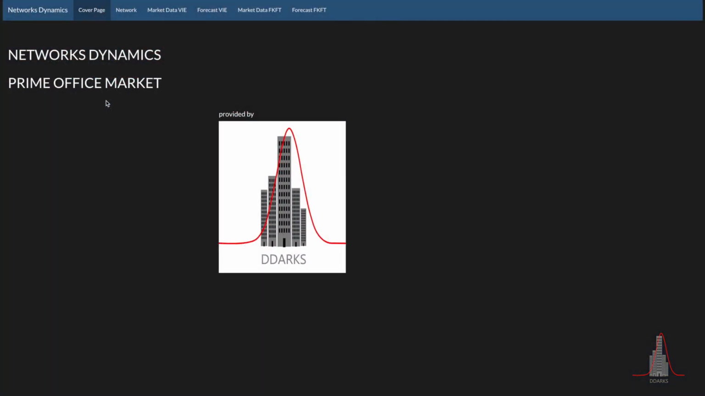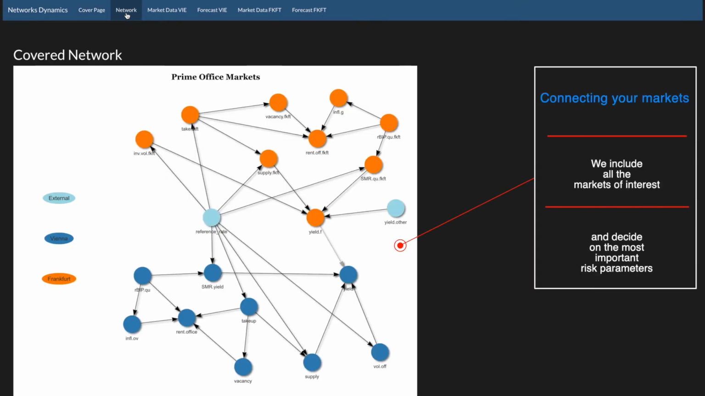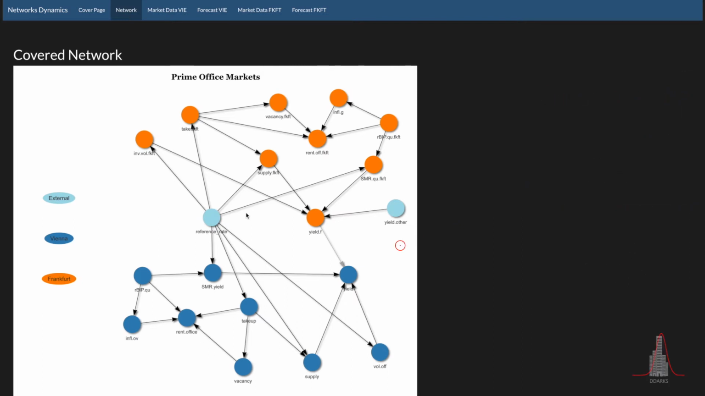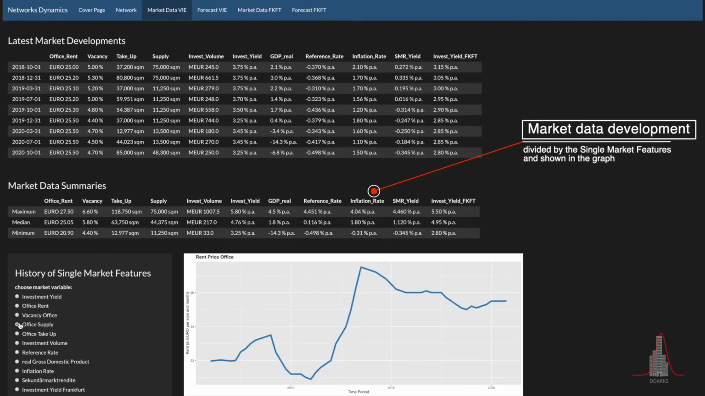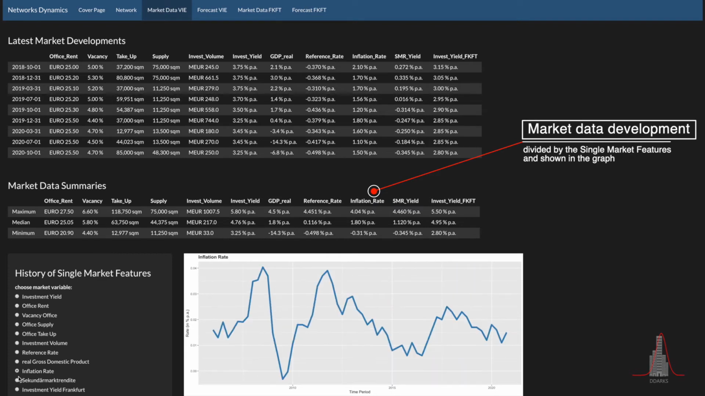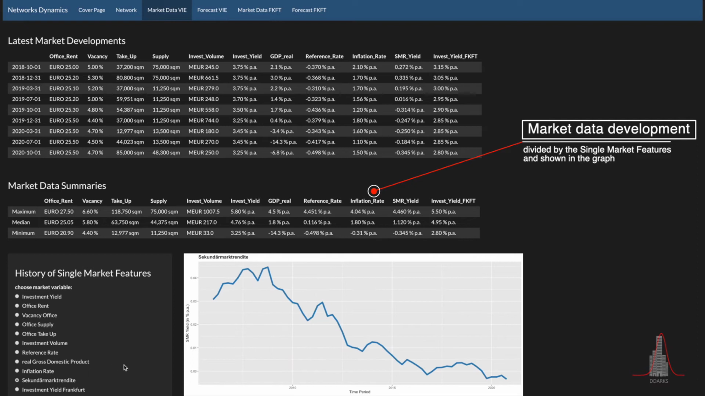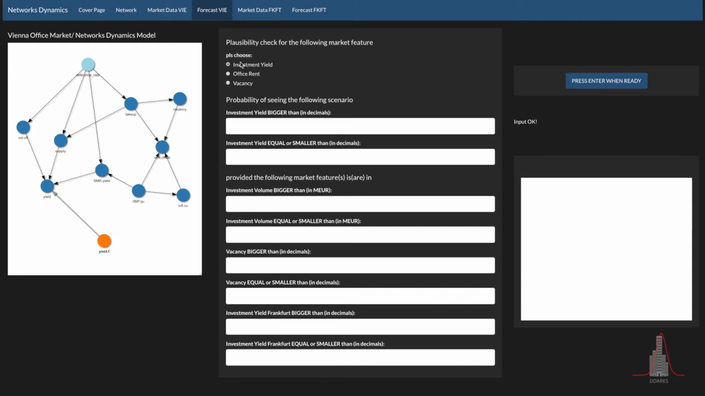When you open the application, you go to the network page and you see which network we incorporated. In this case, it's two markets. You see those nodes in orange and dark blue. Here's the latest market data development. Here's a summary of maximum, minimum values, average values. And here you have a graphical overview of those market parameters which are implemented in the overall framework.